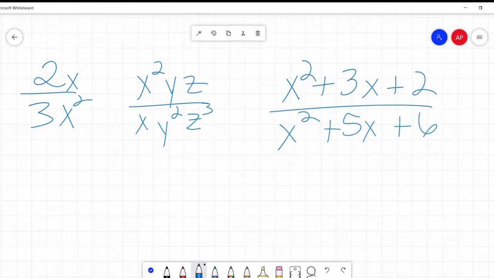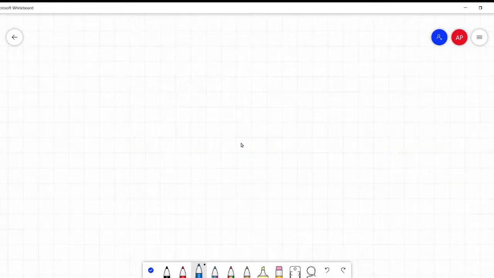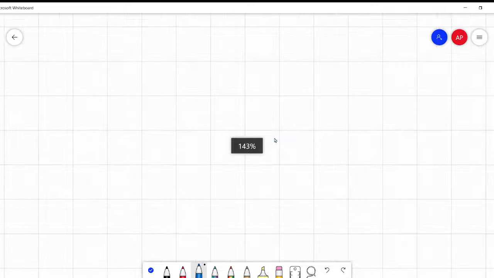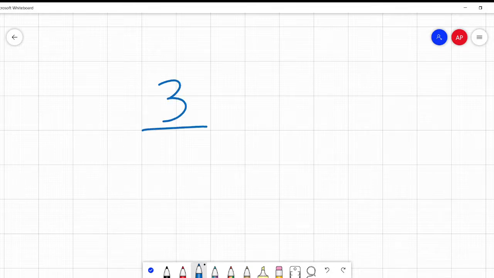So when we're simplifying rational expressions, there's one key concept we're going to use again and again and again, and that is being able to cancel things out in fractions when we're multiplying. What do I mean by that? Here's how it works in a regular fraction. Let's say I had 3/6.